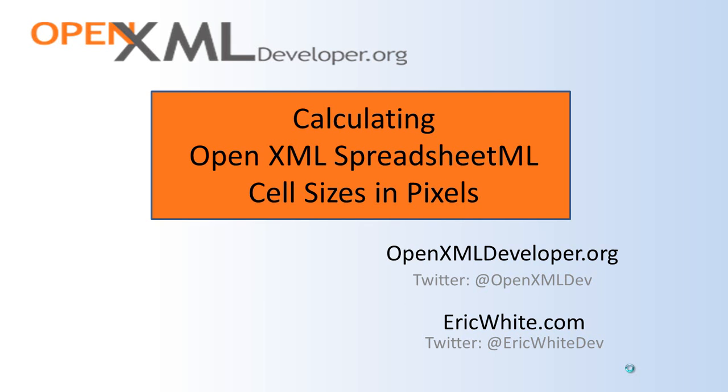In this screencast, I'm going to show you how you can very precisely calculate the sizes of cells in OpenXML SpreadsheetML. I'm going to show you how you can calculate the width of columns very precisely and how you can calculate the height of rows very precisely. And of course, from that information, you can know the exact size of each cell in a worksheet.